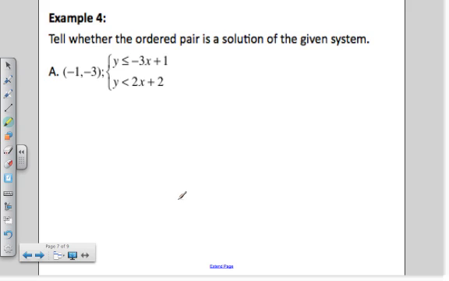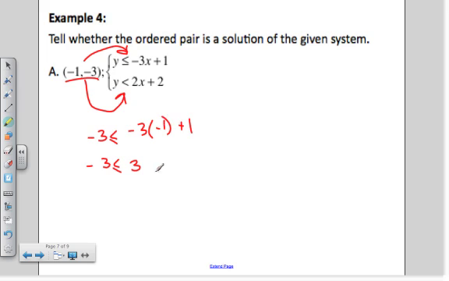Okay, so tell whether the ordered pair is a solution of the given system. Well, just like we would have with an ordered pair in a system of equations, we're going to use the system of inequalities the same way. We're going to plug the point into the inequality. Okay, so is negative 3 less than or equal to negative 3 times negative 1 plus 1? Well, that tells us that it's 3 because a negative times a negative is a positive. Plus 1. Is negative 3 less than or equal to 4? Yes, because negative 3 is less than 4.